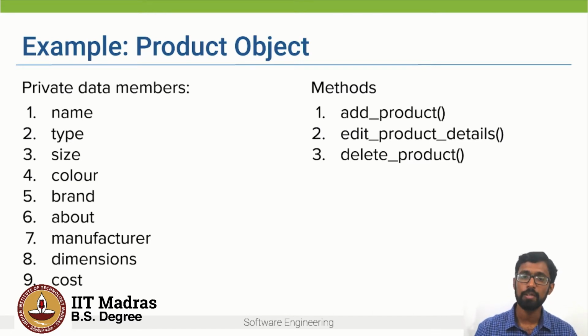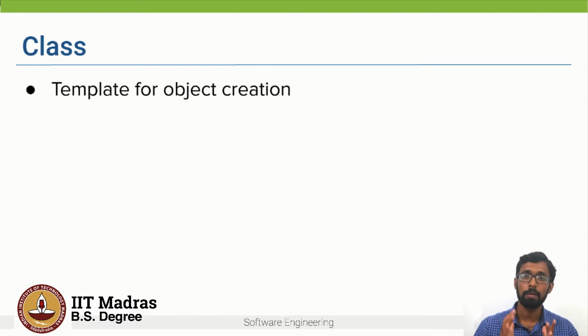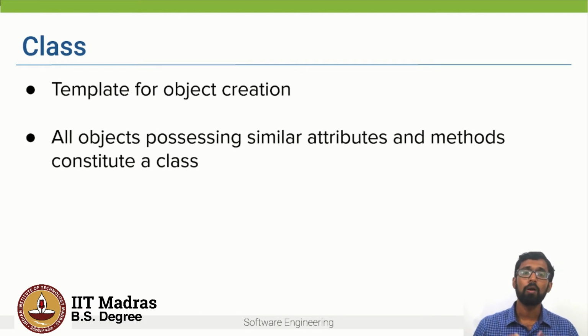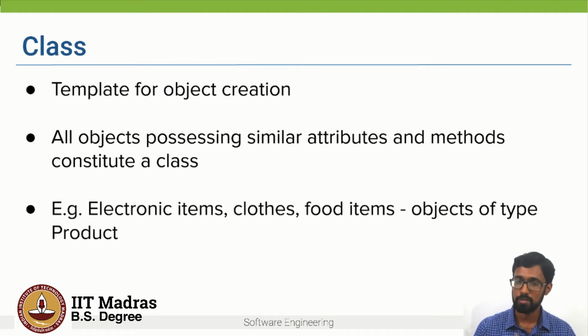Now that we have seen what objects are, another key concept in object-oriented design is a class. So what is a class? A class is nothing but a template by which we can create objects. All objects possessing similar attributes and methods constitute a class. For example, electronic items, clothes, food items, they are all objects of the type product.